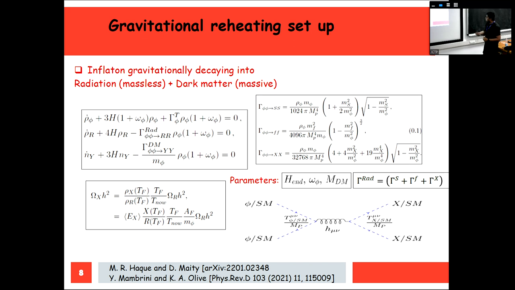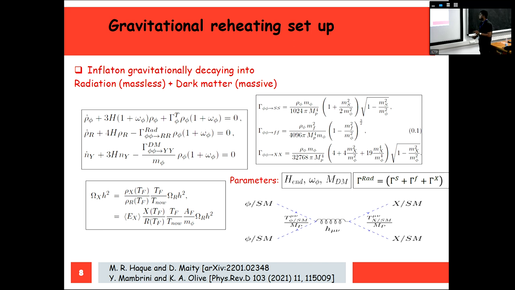We basically consider the s-channel scattering production of the standard model particles or the dark matter from the inflaton through the exchange of graviton. And we use the Boltzmann equations describing the different energy components. This is the inflaton energy density, this is radiation, and this is the dark matter number density.